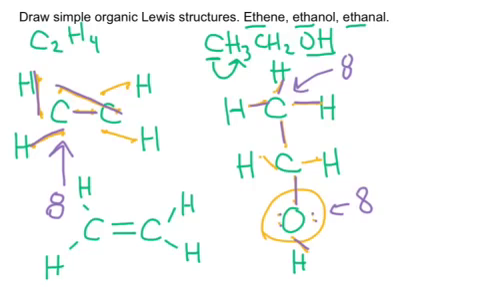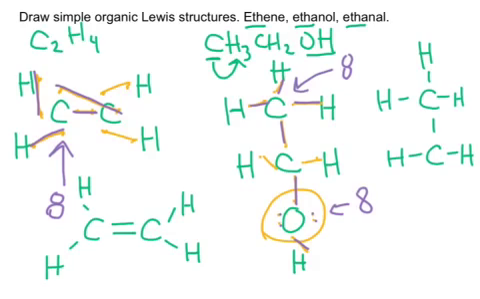Now I can redraw it cleaned up a little bit. C to 3 H's, another C to 2 H's, and an O, don't forget its lone pairs, and an H, and that's ethanol. Last we're going to do ethanal. So ethanal has the formula CH3CHO.